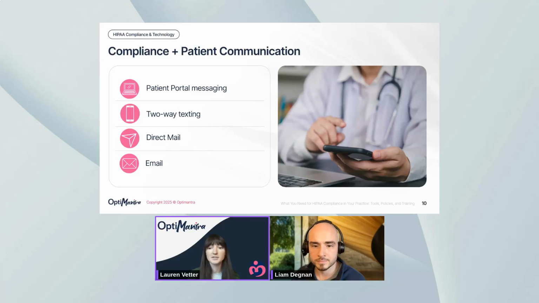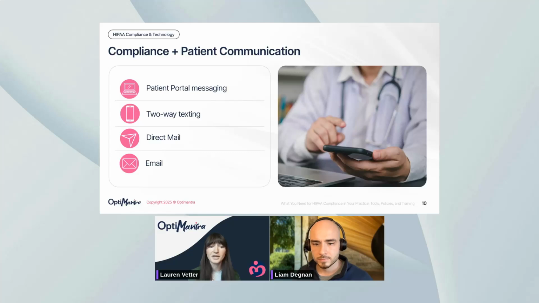So if you're looking at two-way texting, which is what we see a lot of patients prefer, you need to make sure it's done through a secure, compliant platform. So no personal cell phones and no unencrypted tools. Email, still one of the most common communication channels, but you need the right consent and the right protections in place if you're going to use that. And then direct mail, which seems really simple, can actually cause a lot of issues if the sensitive information is visible or if it's sent incorrectly.